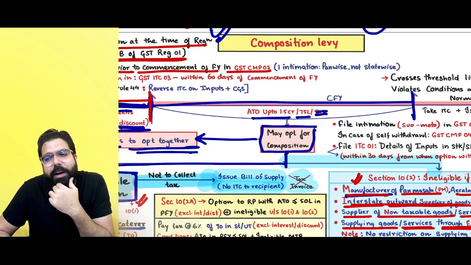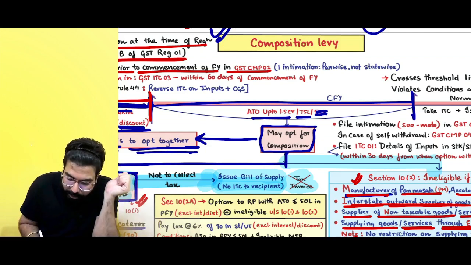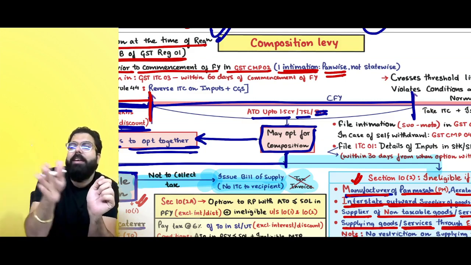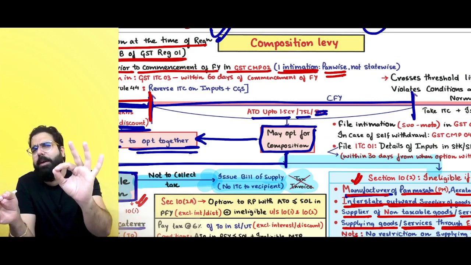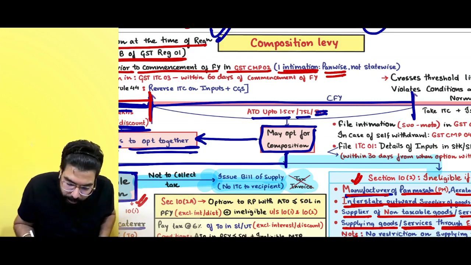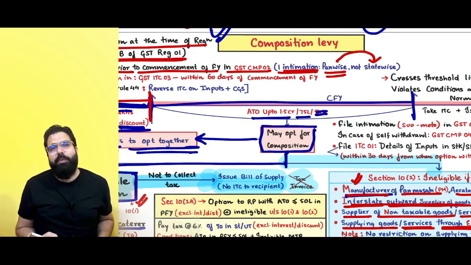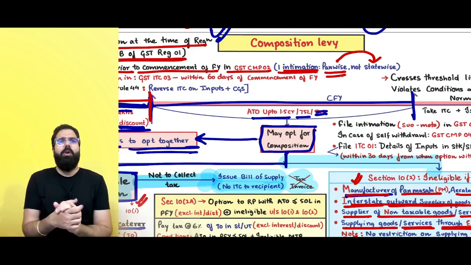Sir, do I have to go ahead and file CMP 02 in all the states? So they have told that one intimation PAN-wise is enough. You don't have to file CMP 02 in every state's registration. If you file CMP 02 in one state, enough. PAN-wise required and not state-wise. In every state, you don't have to file CMP 02 to opt for the composition scheme. What are the 2 ways to opt for the composition scheme, sir?